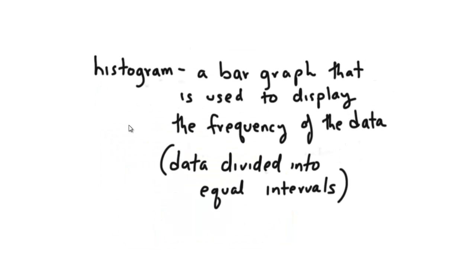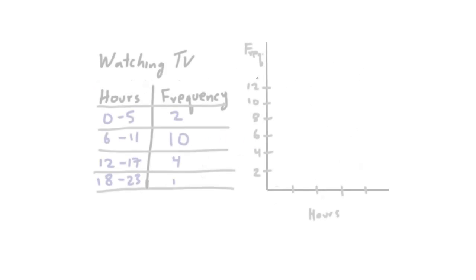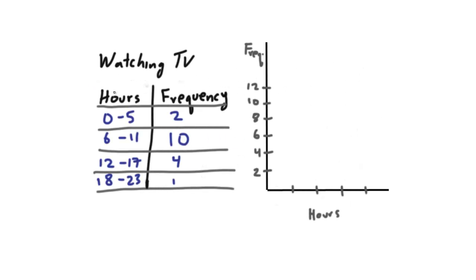Alright, let's take a look at histogram, which is a bar graph that is used to display the frequency of the data. And normally the data is divided into equal intervals. Alright, so let's take a look at this example here. We have a frequency table that represents the number of hours that students watch television. On the left hand side are the intervals, and on the right hand side is the frequency.